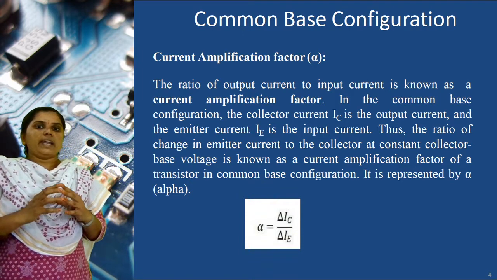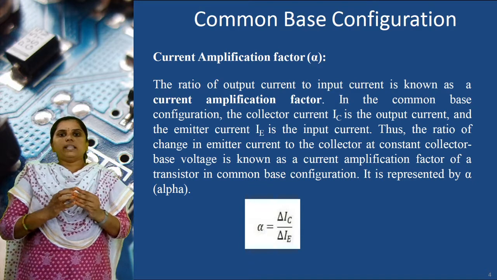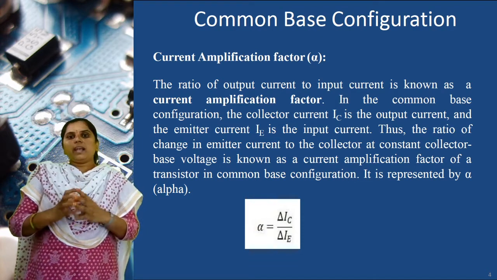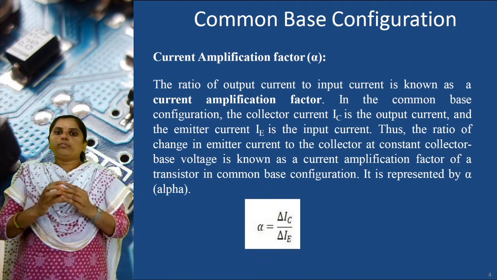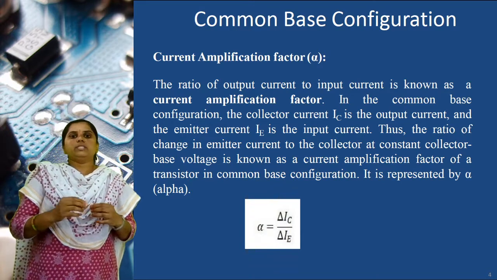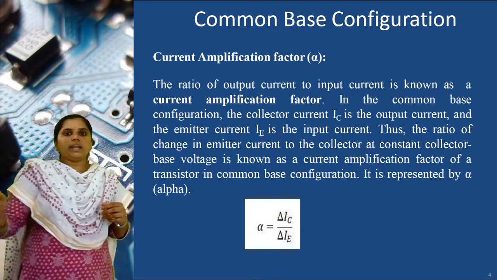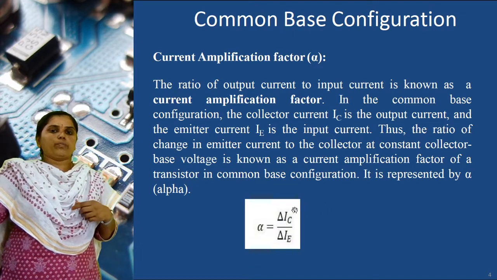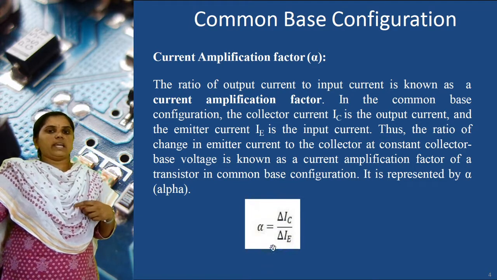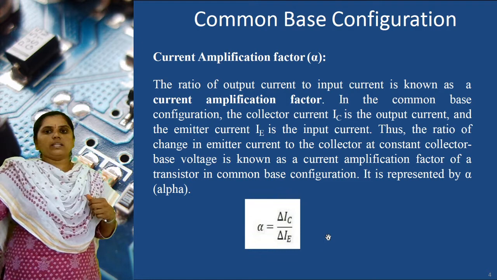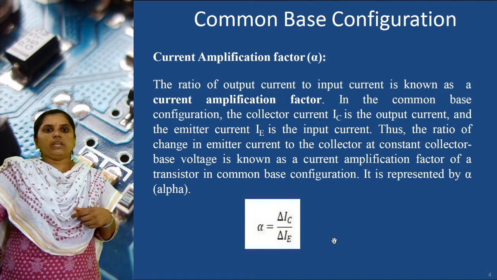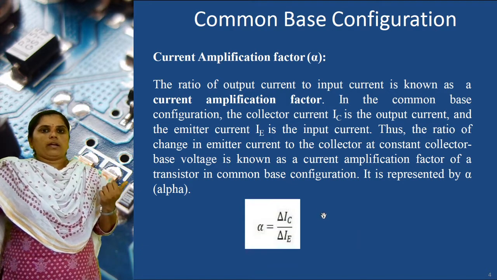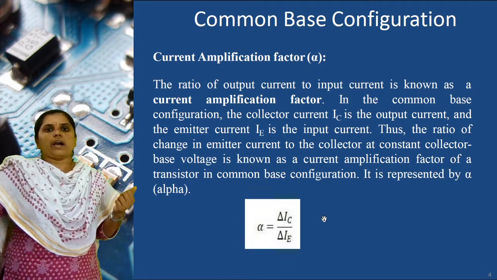Here the current amplification factor alpha is nothing but the change in output current to the change in input current at a constant output voltage, that is the collector to base voltage. It is denoted as alpha. So alpha is the change in output current, delta IC, by the change in input current, delta IE, at constant output voltage, that is VCB equal to 0 here. And this is about the current amplification factor of common base configuration.